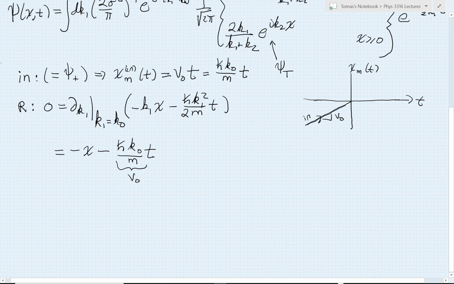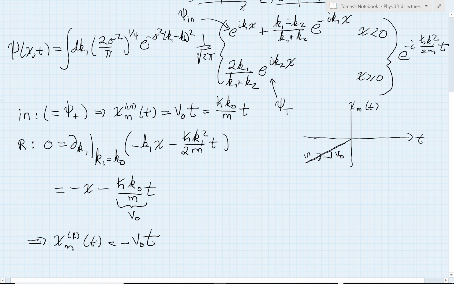I can then solve for x. That gives me the maximum position for the reflected packet at any time t. When I move x to this side of my equation, I just get minus v naught t. So indeed, it travels with velocity minus v naught, but now there's no time delay because my prefactor here was real, so it's an instantaneous reflection, and it comes down with slope minus v naught. That is what the reflected packet does.